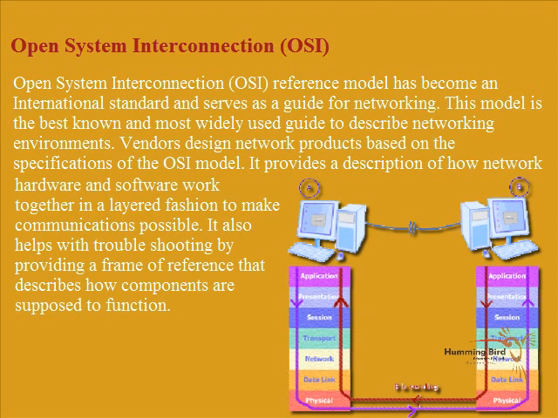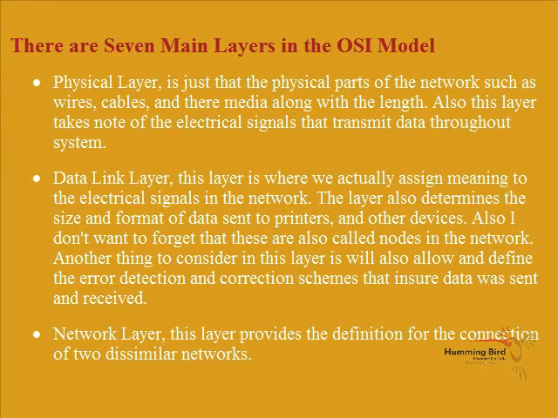It provides a description of how network hardware and software work together in a layered fashion to make communications possible. It also helps us with troubleshooting by providing a frame of reference that describes how components are supposed to function. There are 7 main layers in the OSI model.